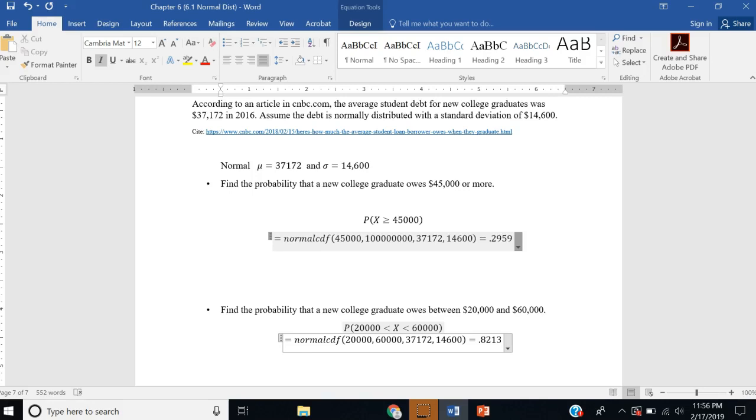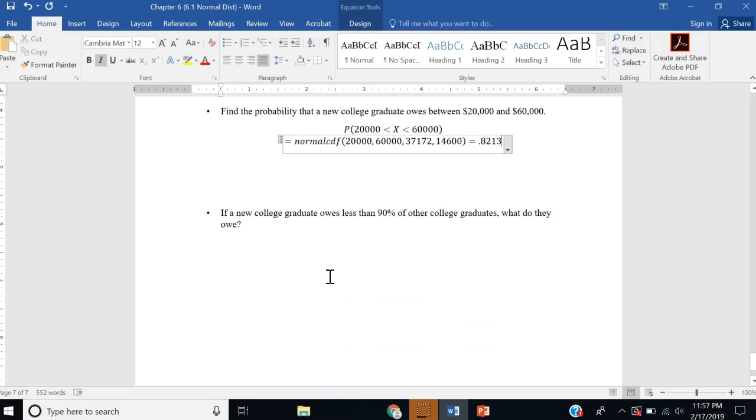Now notice that that's a pretty big percentage, right? The $20,000 to $60,000 is saying 80% of college graduates have that much debt, 82% roughly. So that's a pretty staggering number there. Pretty big, high probability. All right. And there's all kinds of other things we could say about that, I'm sure.